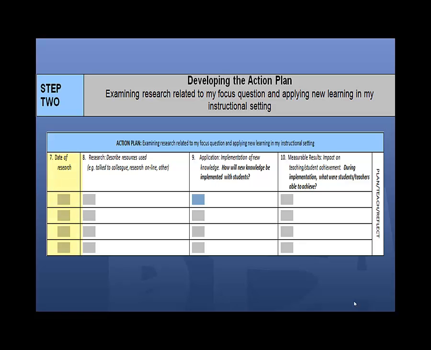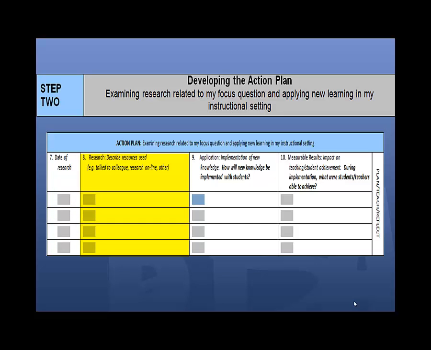Cell number 7 is the date of research. Record the dates for each action taken to support the focus question. This can also be an approximate time of when that action or class or research will be done. Cell number 8 is research, where it asks you to describe resources used.